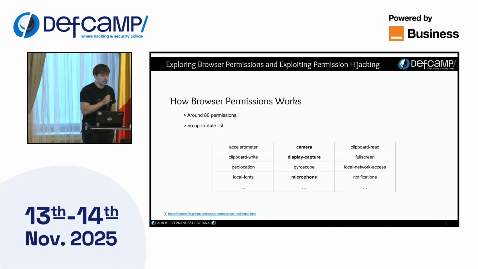So there are around 80 permissions. The list of permissions keeps increasing. Recently, for example, Chromium added a couple of them related to AI. And right now, there is no up-to-date list. Some of them, as I mentioned before, are camera, display capture, microphone, but there are others, like sensors.